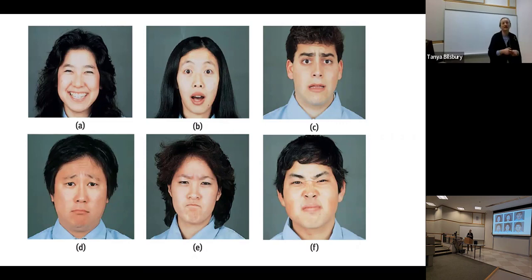What's that? I recognize it. Yes, surprise. And then what's C? Fear. Yep, C is fear. What's D? Sadness. Yes, D is sadness. What's E? Anger. Yes, E is anger. Look for the pursing of the lips, and then the furrowing of the brow. And then what's F? Yes, F is disgust. See, I didn't have to tell you that. You just knew.